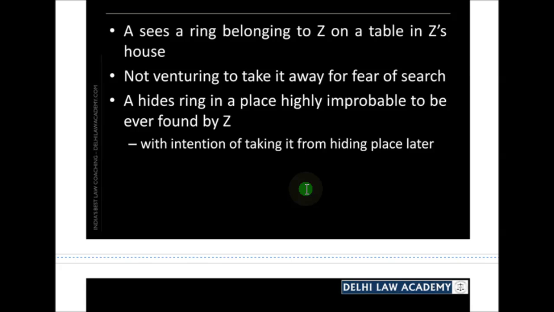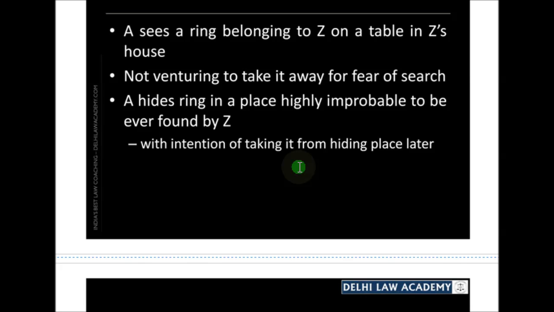A sees a ring belonging to Z on a table in Z's house. Now, in this case, A does not take the ring away, but he hides the ring in a place highly improbable to be ever found by Z, with the intention of taking it from the hiding place later. So, the ring is still in Z's house. However, A has hidden it in such a place that Z can never find it.